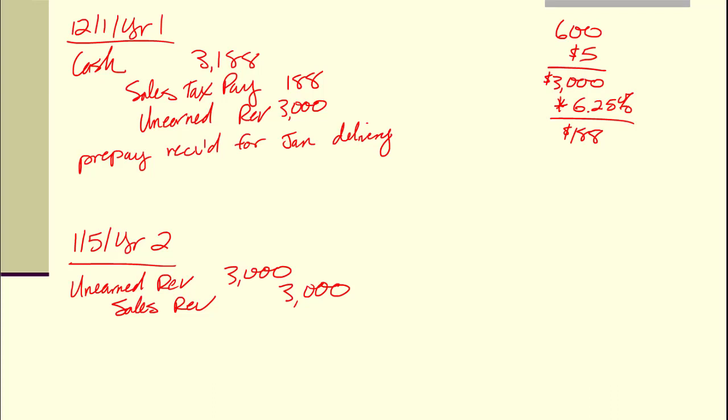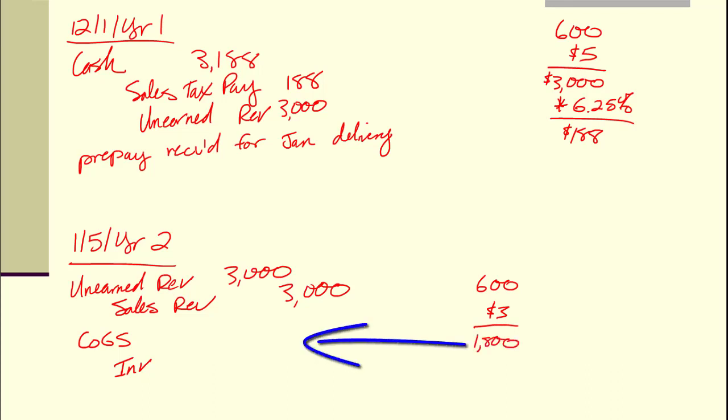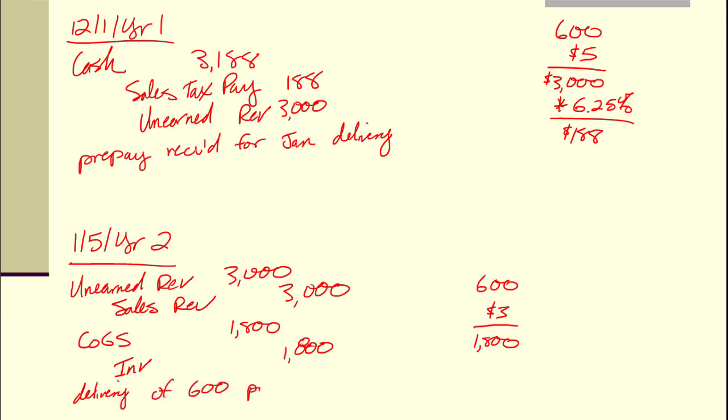Since I've made the delivery, now I would recognize cost of goods sold and inventory. 600 turkeys, $3 a piece, what it cost me to raise them. So $1,800, I'll bring that over here. This is the delivery of 600 prepaid turkeys.